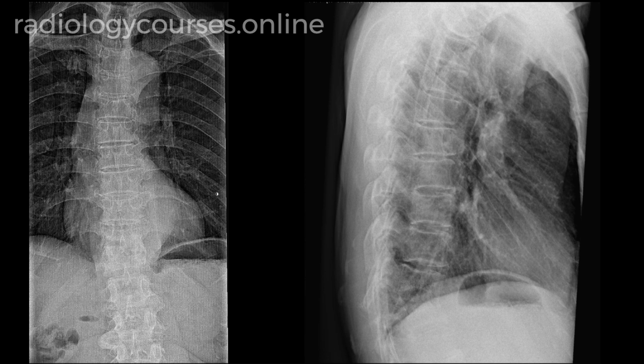So these kind of radiographs are very difficult. We need to look very carefully, and we cannot report them in a hurry. This is the most important lesson on this radiograph.